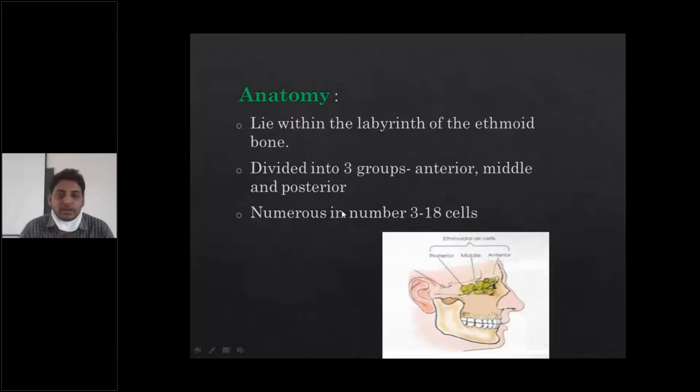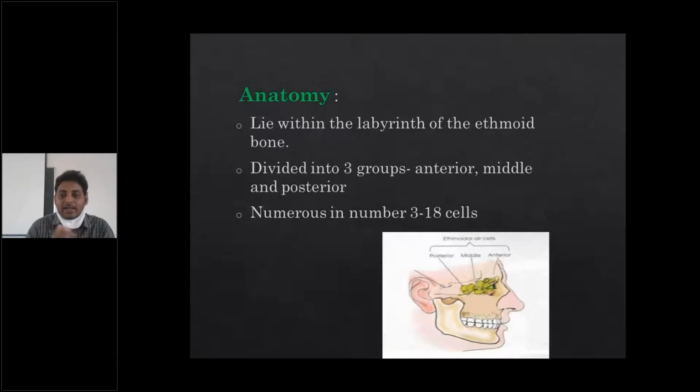And coming to the ethmoid sinus, this sinus is again divided into multiple cells, almost 3 to 18 in number. Because as we said, ethmoid means sieve-like. There will be small cells which are multiple in number, sieve-like holes. The cells in the ethmoid will also be multiple in number.